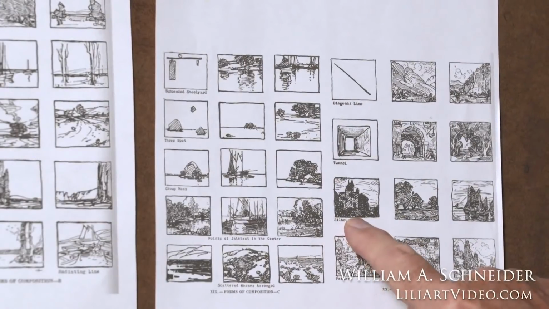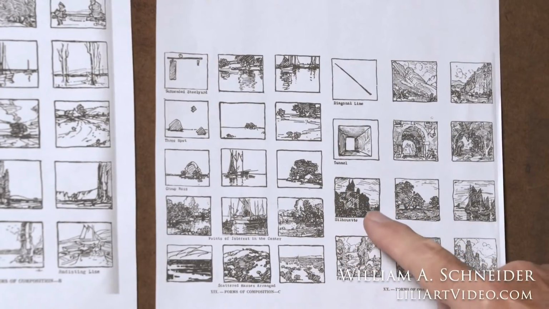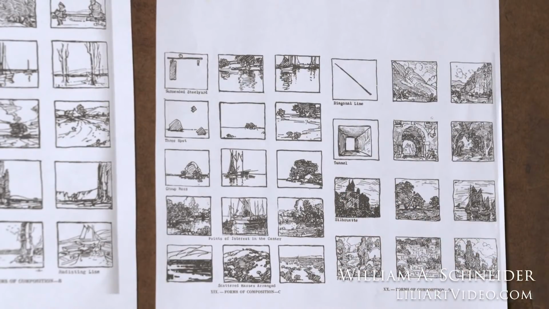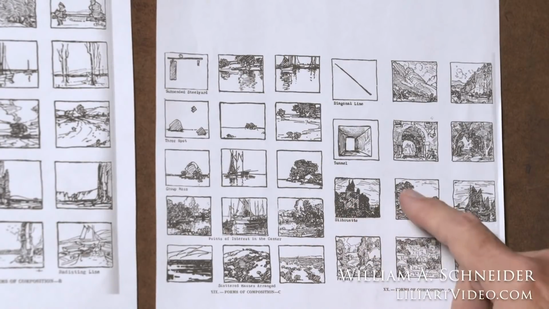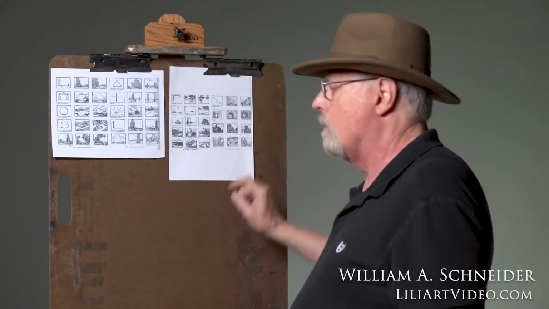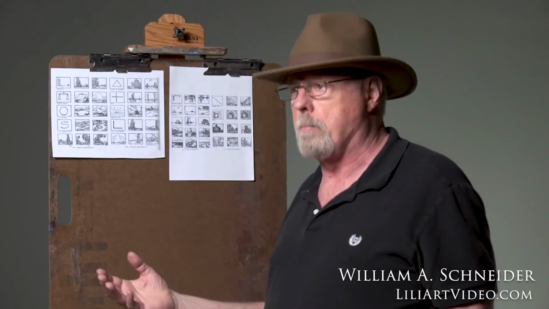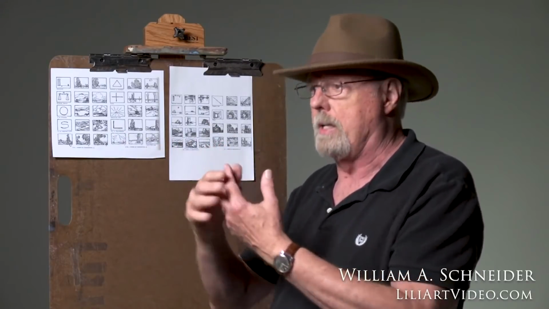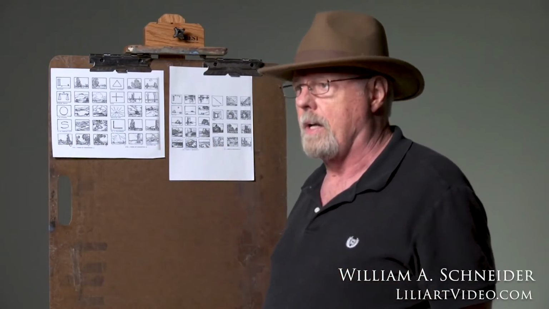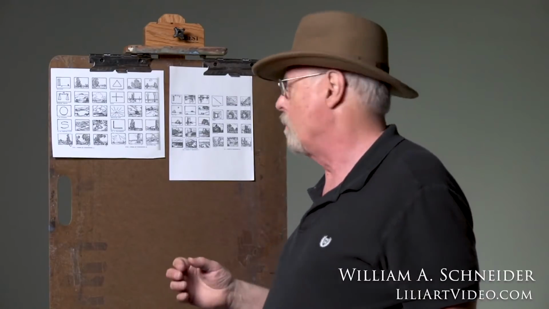And the key to the silhouette, if you look at the example, is you have one mass that's clearly a separate value from what's behind it, and then all of the values within that mass are pretty close. So often it might be in a backlit situation where you've got the one mass silhouetted against something light. I use that quite a bit in figurative work.